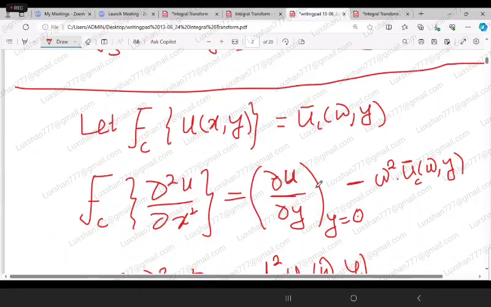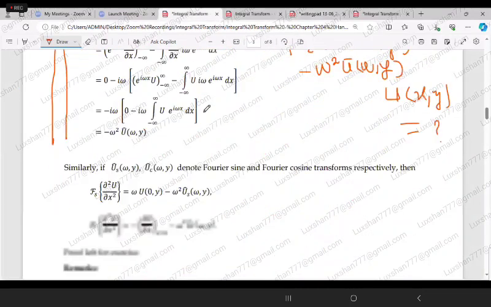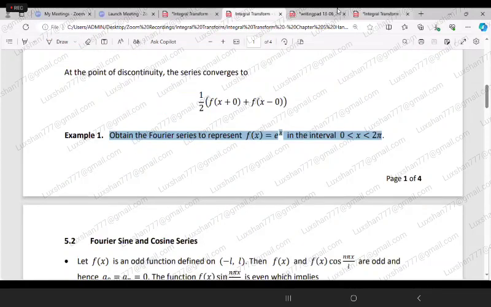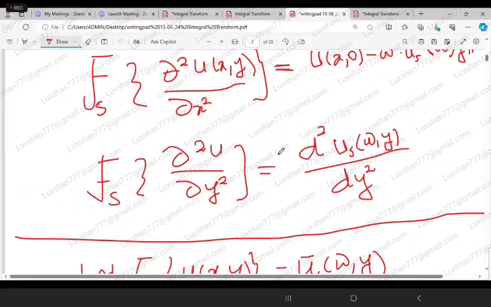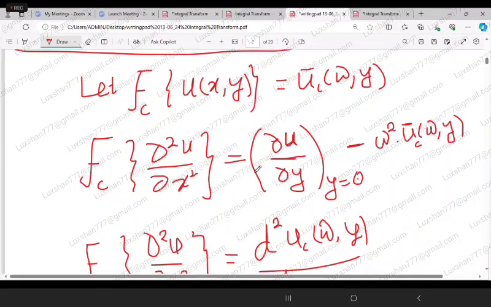Similarly, you can consider the cosine one. This is the thing. So there's a minus here, I'm sorry for that. There's a small mistake in my formula. Please wait a minute. Sorry for that, here there's an omega. This is ω u(x, 0) minus ω² u bar s(ω, y). And this should not be with respect to y, it should be with respect to x. And minus is also here.